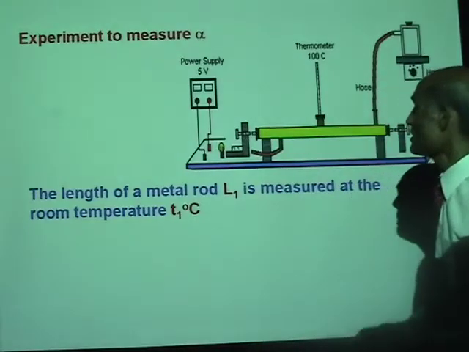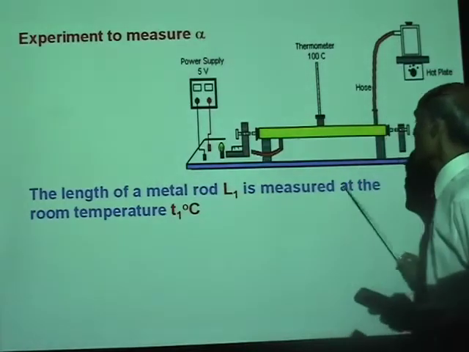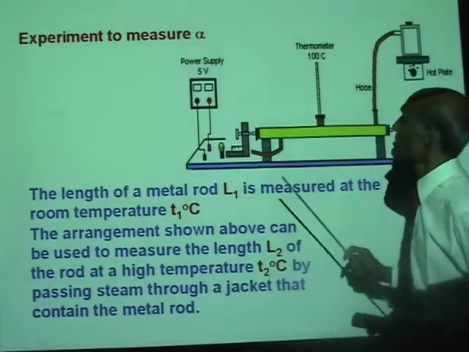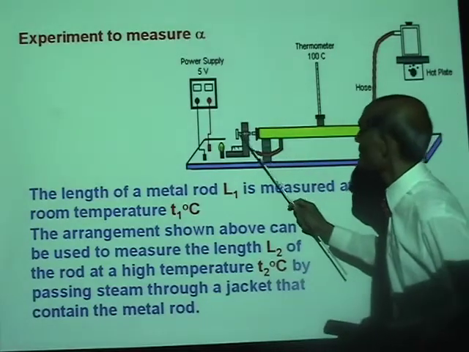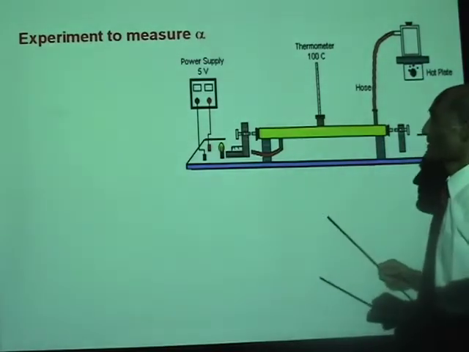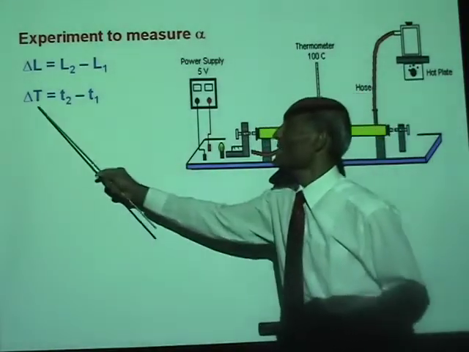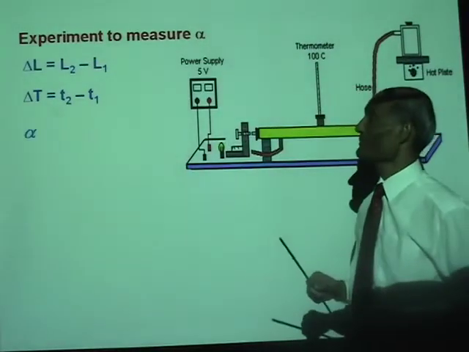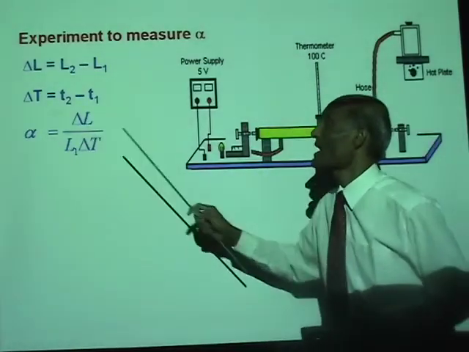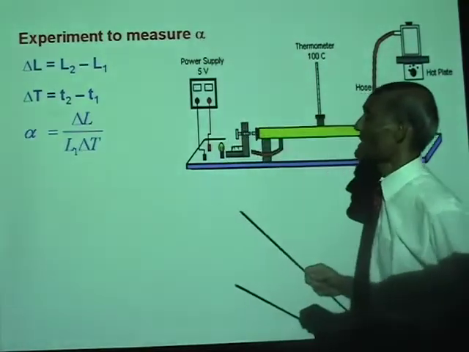Alright, so the length of the metal rod, L1 in place of L0, is measured at the temperature T1, and in this arrangement shown, you measure the length L2 at temperature T2 by passing steam through the steam jacket. Now, therefore, delta L will be L2 minus L1, and delta T will be T2 minus T1, and therefore alpha equals delta L over L1 times delta T. Is that right? Increase in length divided by original length times the rise in temperature.